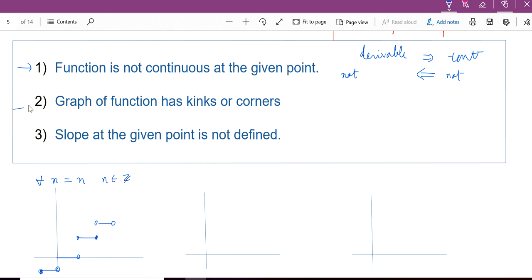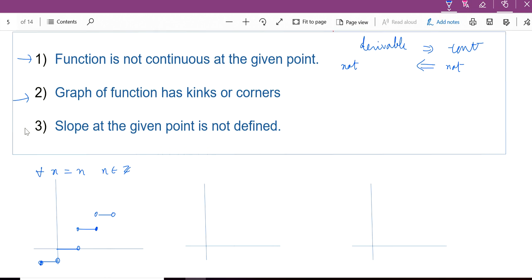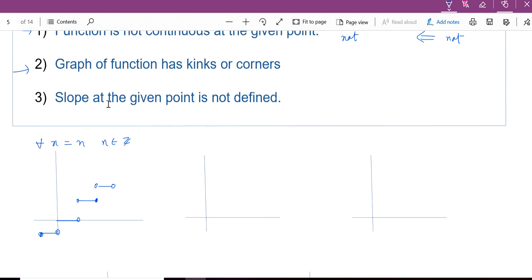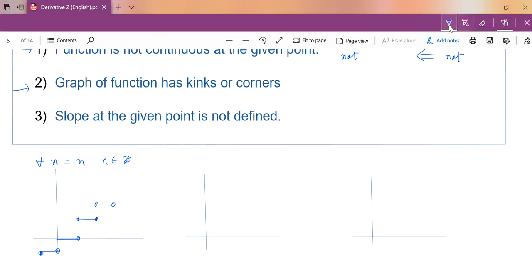Second, the function has kinks and corners. Whenever you draw the graph and you see a spike or corner in the function, then your function is not derivable at that point. Let's take an example to see that. Like y equal to modulus of x is the simplest one. How do you draw that? That is what I keep emphasizing: for understanding calculus, the graph and the limit concept should be very handy.